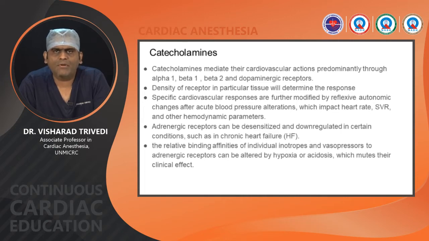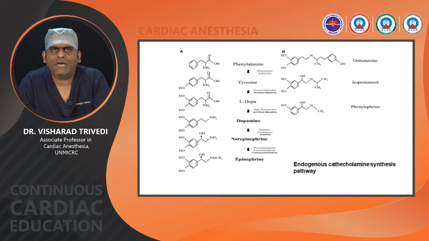So this is the normal pathway of catecholamine synthesis. You can see here the pathway starts from phenylalanine to tyrosine, then L-DOPA, dopamine, norepinephrine and epinephrine. So dopamine, norepinephrine and epinephrine are commercially available inotropes.